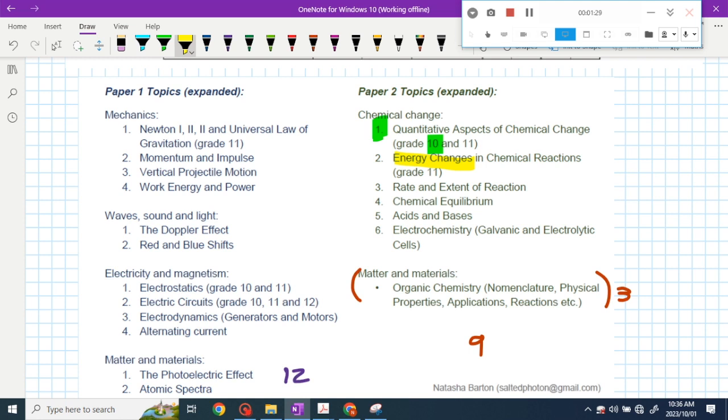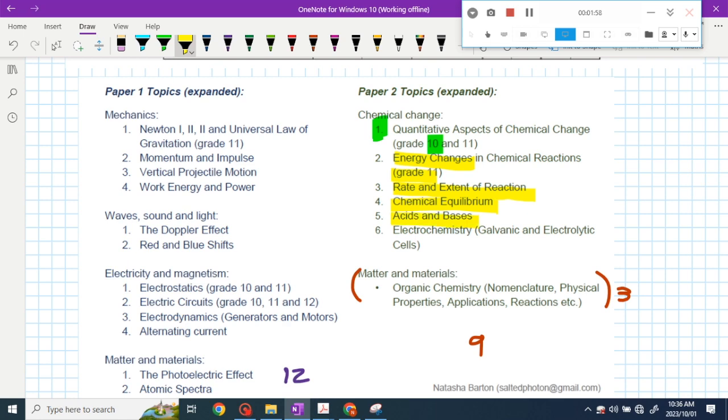Do you know the difference between an exo and endothermic reaction? This is grade 11 content that you must cover because we do ask about it every single year. Okay, rate and extent of reaction, that of course is grade 12 work. Chemical equilibrium. Do you know how to identify when you are dealing with chemical equilibrium versus a reaction that has gone to completion? Those things are very important.